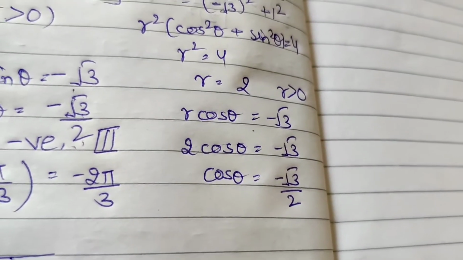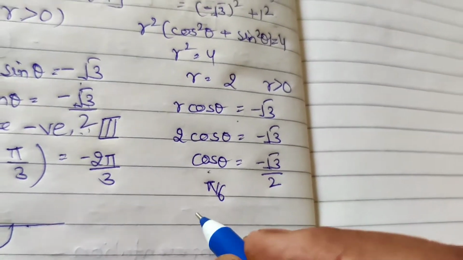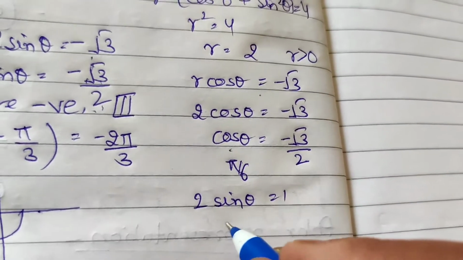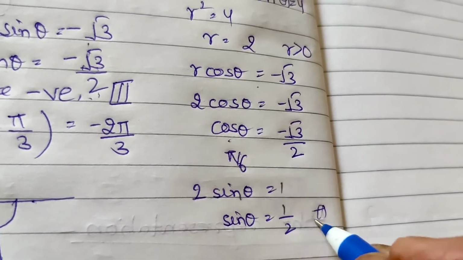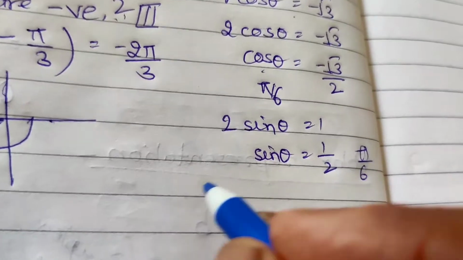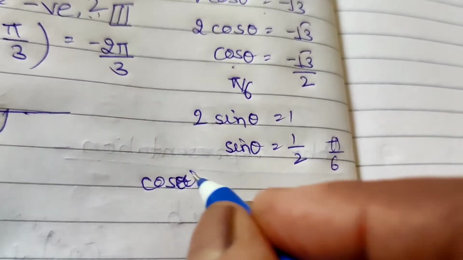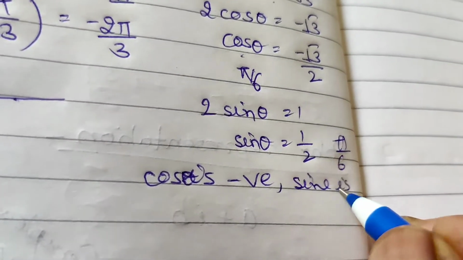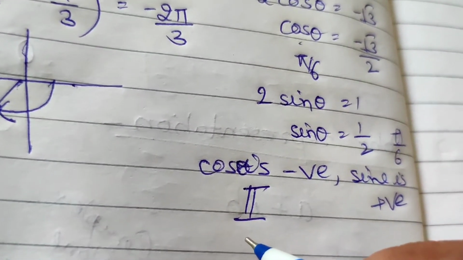It is a negative number, but the value is pi by 6, the 30 degree value. And the same, 2 sin theta equal to 1, sin theta equal to 1 by 2. This value is also pi by 6. Cos is negative and sin is positive. Therefore, it lies in the second quadrant.